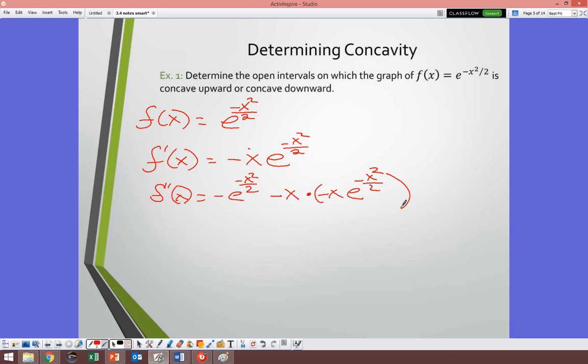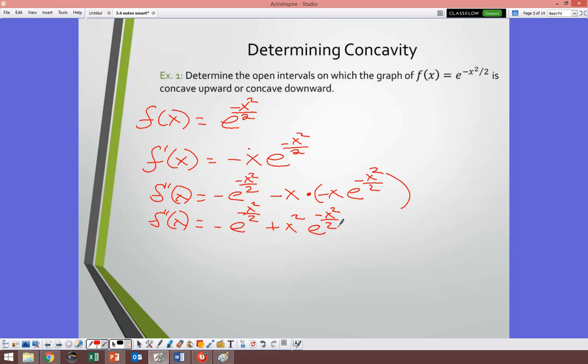Plus x squared. Okay, so now two negatives make that one a positive, right? So f double prime of x is equal to negative e to the negative x squared over 2 plus x squared e to the negative x squared over 2.